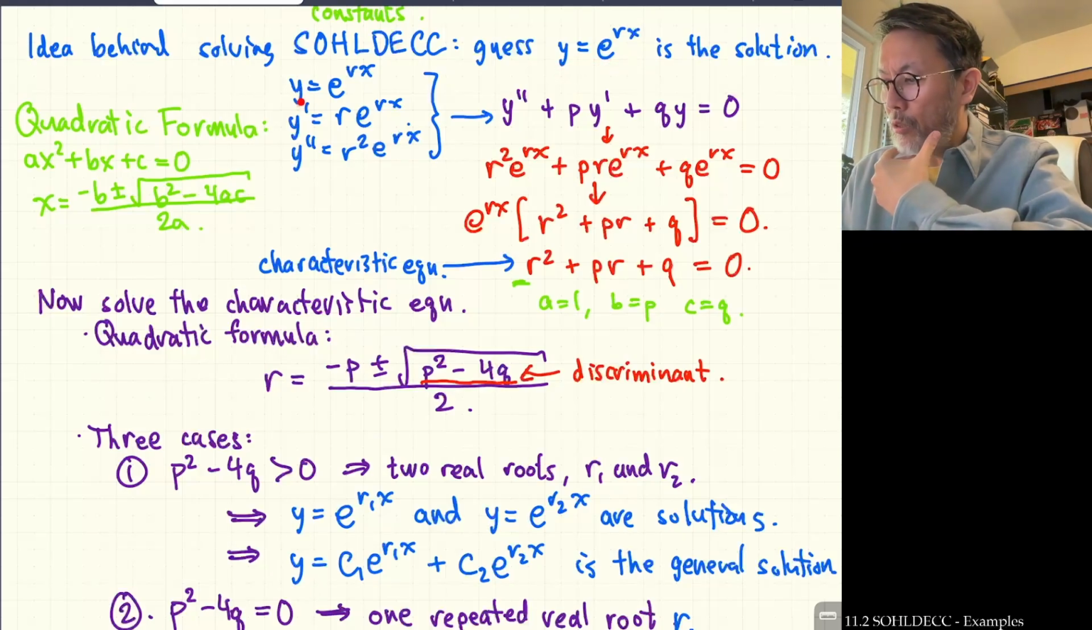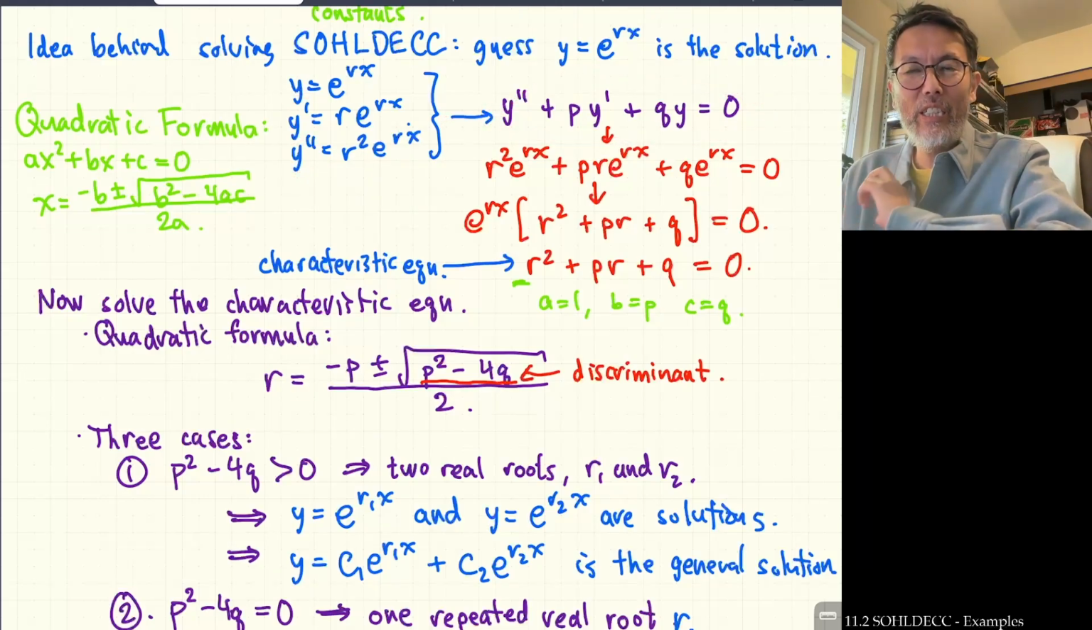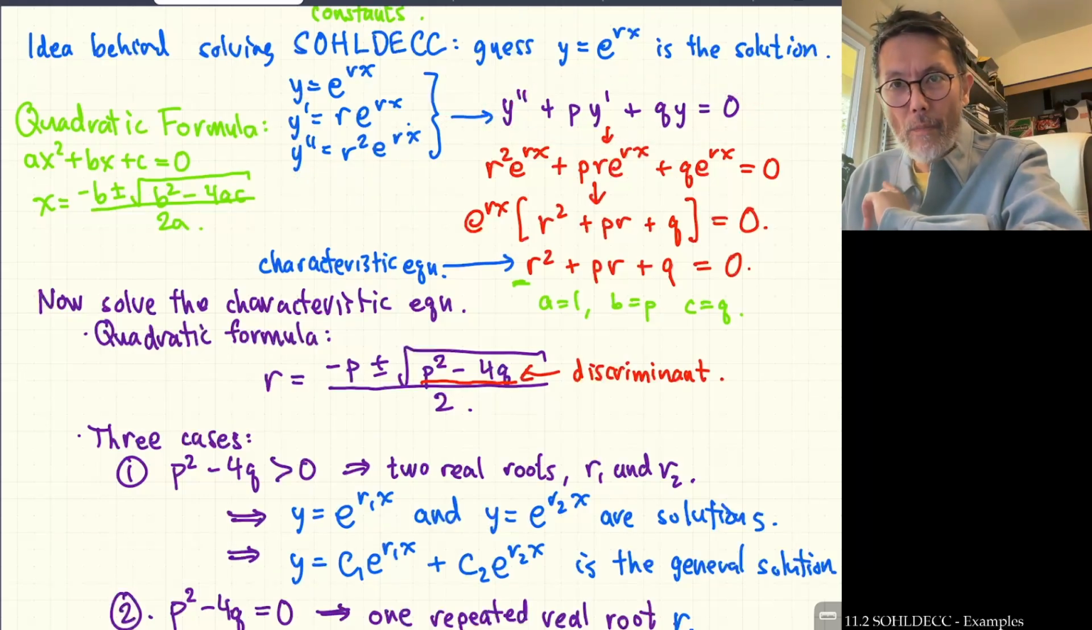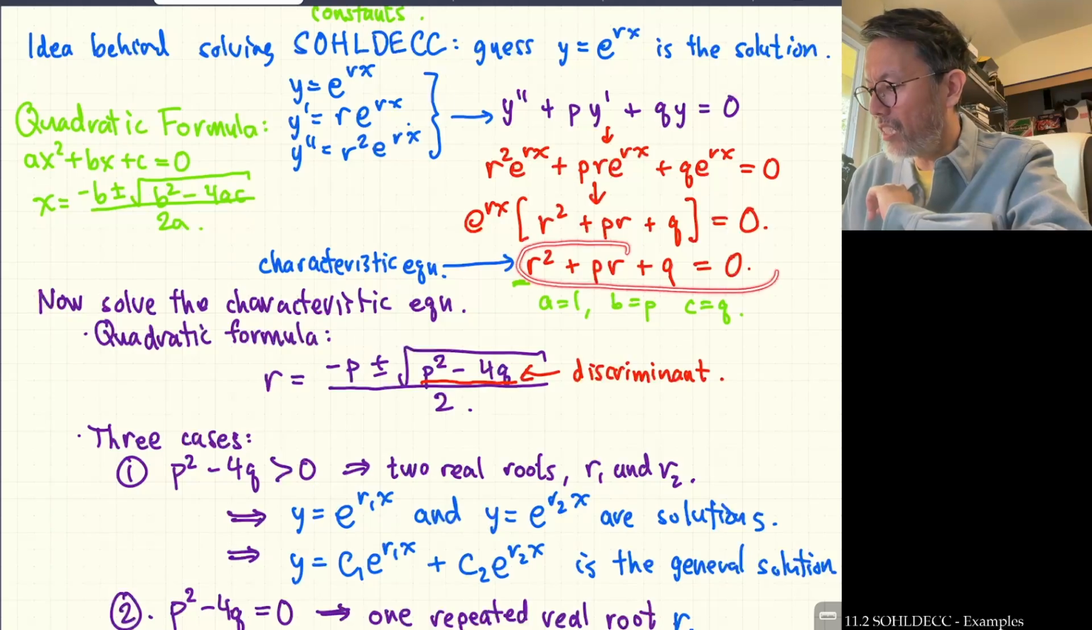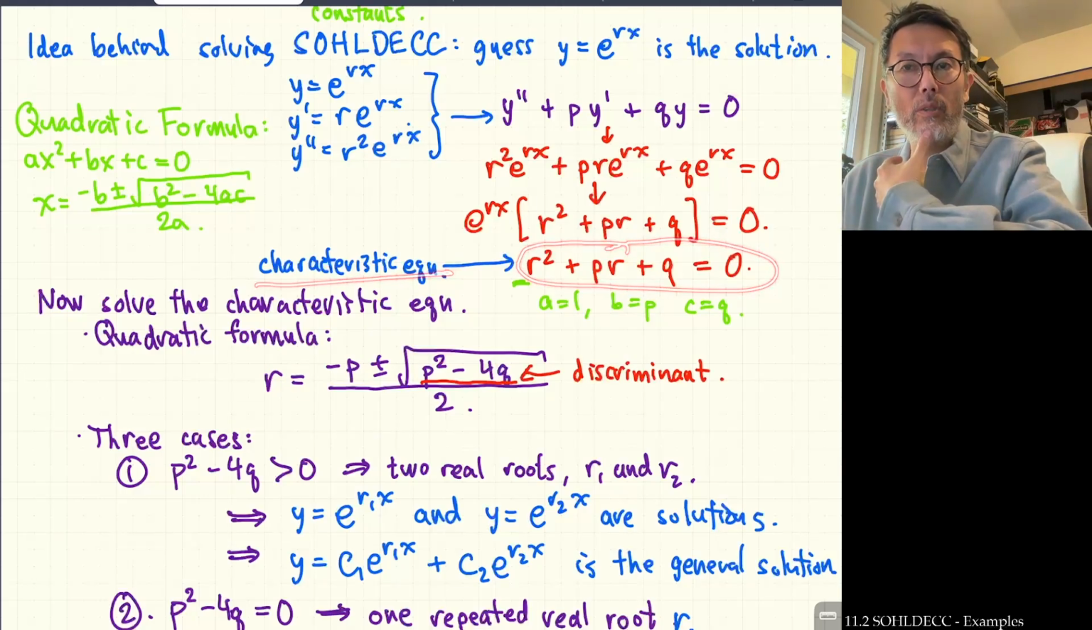Under this scenario, you can, of course, explicitly compute y prime, y double prime, and plug all of that into your second order homogeneous linear differential equation with constant coefficients. And what you come up with in the end is this polynomial equation in r. We have a name for this. We call that the characteristic equation, or characteristic polynomial, as it's sometimes called.